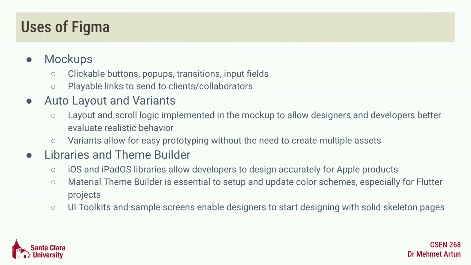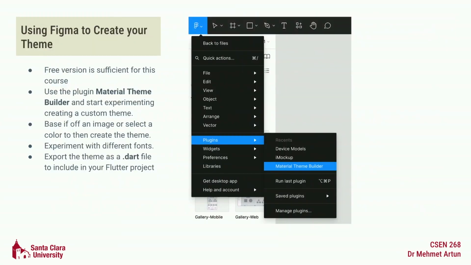Then you have the libraries. More and more libraries are coming on Figma, plugins and so on, that help you with the development. One of the things that we're going to use today is this Material Theme Builder and the UI toolkit, the Material Design UI toolkit.